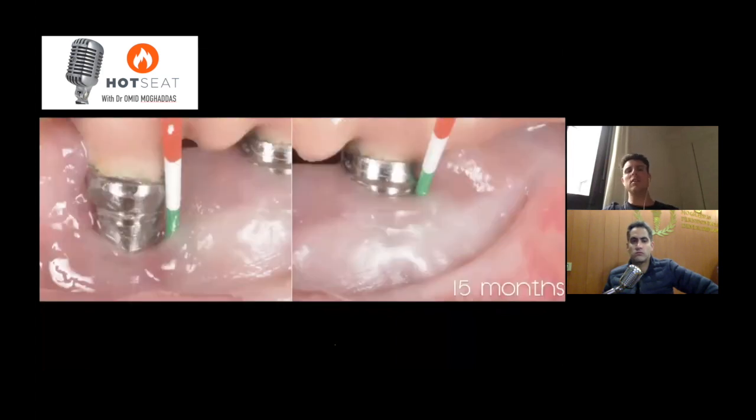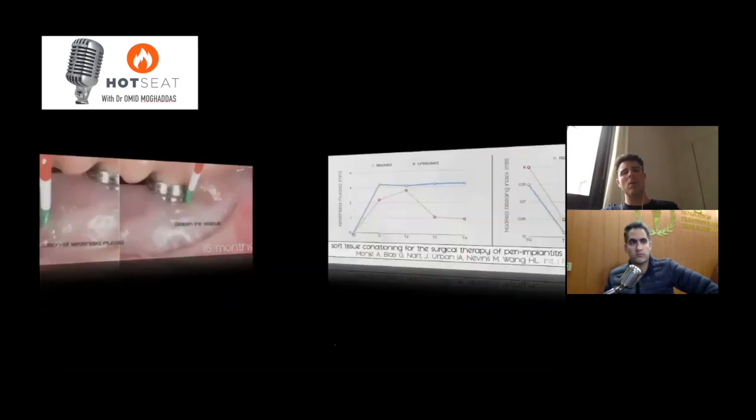And here you can see the outcomes at 15 months of healing, where we can see that it has been successfully managed by resolving the inflammation and augmenting the keratinized mucosa. Of course, to provide a better environment for the patient, we have been able to deepen the vestibule in this particular area, so the patient may now feel more comfortable and have more access to this area for personally administered oral hygiene measures.